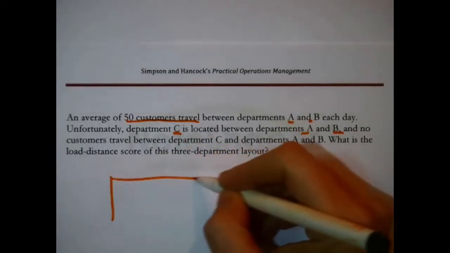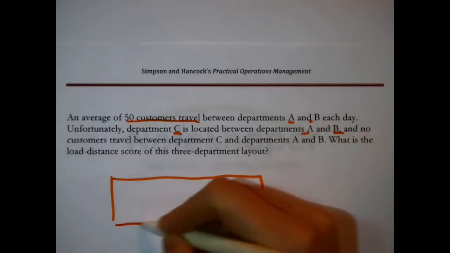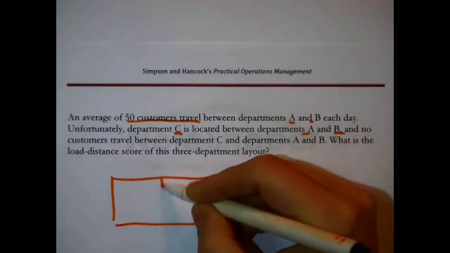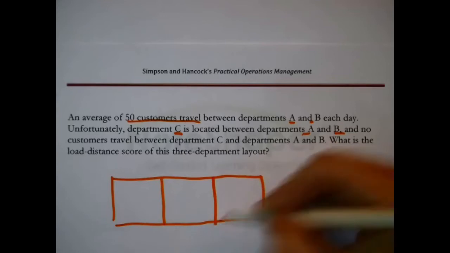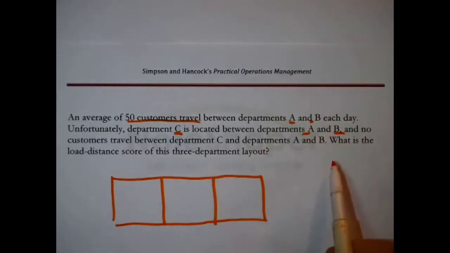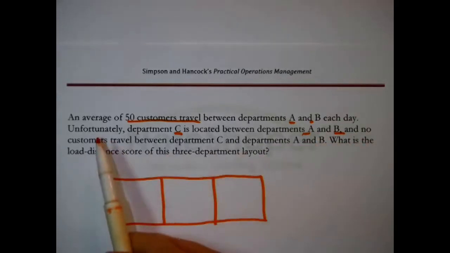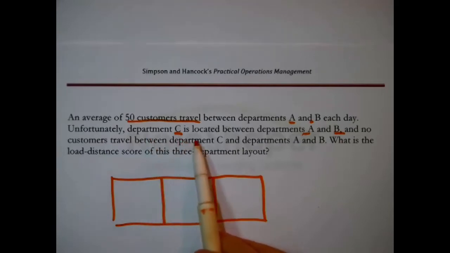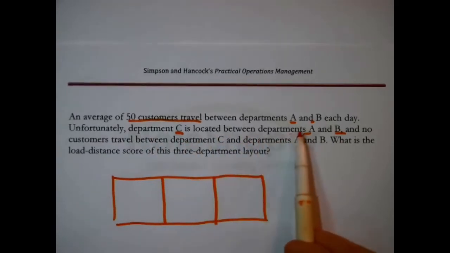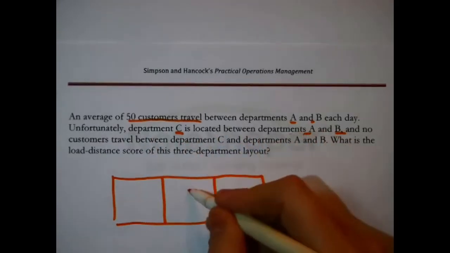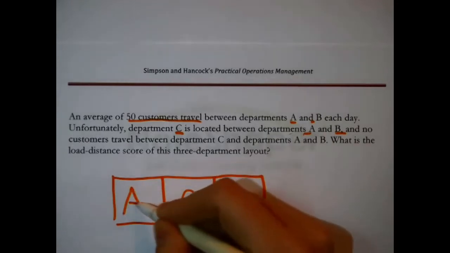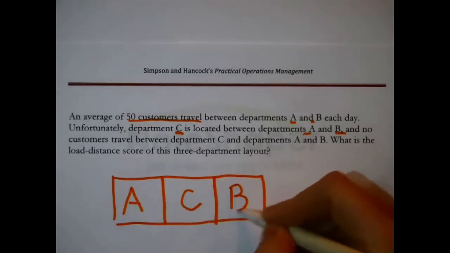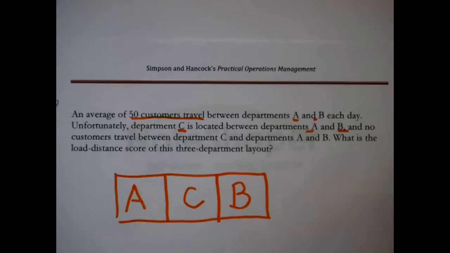Huh? All right. Scanning ahead in this short paragraph, they don't mention any other departments than this A, B, and C. This statement, unfortunately, Department C is located between departments A and B. I want to draw that. Okay, it must look like that. The layout must look like this. And no customers travel between C and departments A and B.